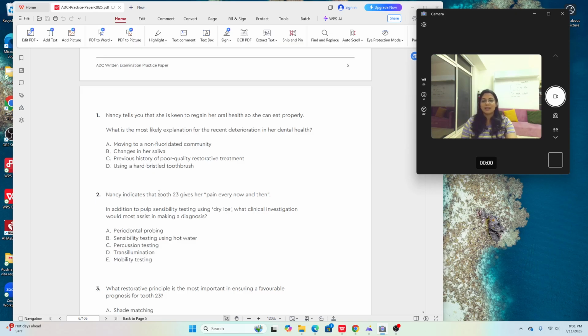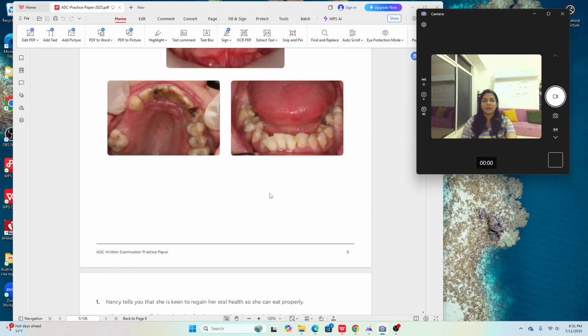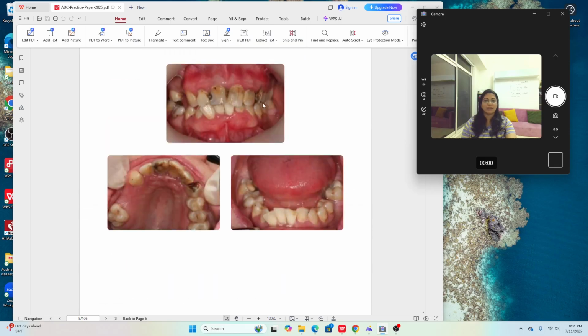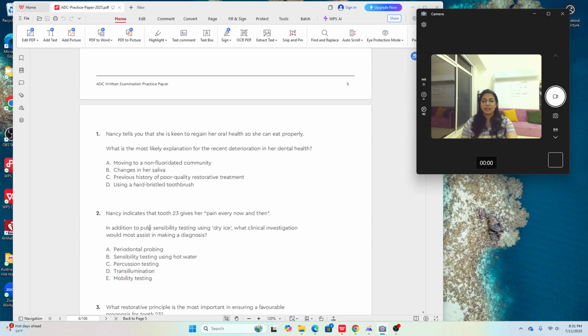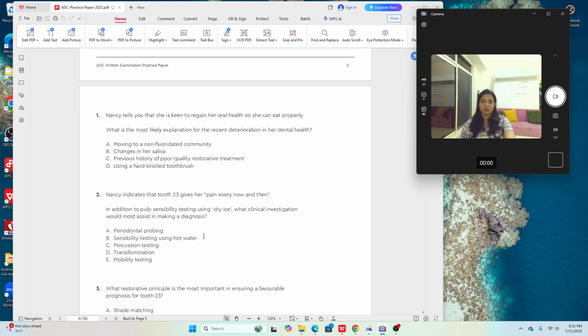Nancy indicates that tooth 2-3 gives her pain every now and then. This canine looks carious even on this view and this view, like gross caries, and it seems like it's probably invading the pulp. In addition to the pulp sensibility testing using dry ice, the question says, what other clinical investigation would most assist in making a diagnosis?